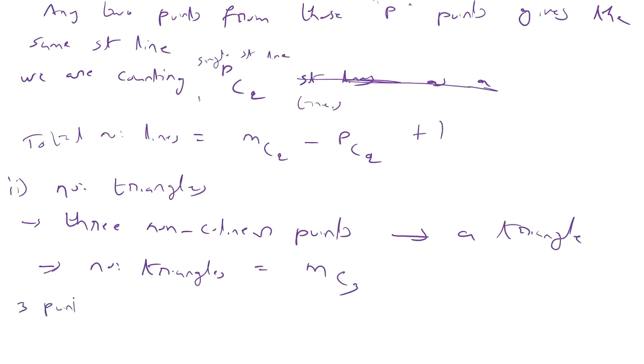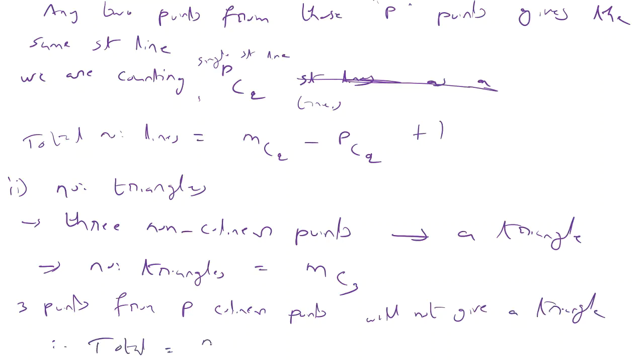3 points from p collinear points will not give a triangle. Therefore, the total number of triangles is equal to m choose 3 minus p choose 3. So here we are not adding plus 1 because all those p points form a straight line but not a triangle. So I request the students to spend some time on this problem and try to understand the concept.